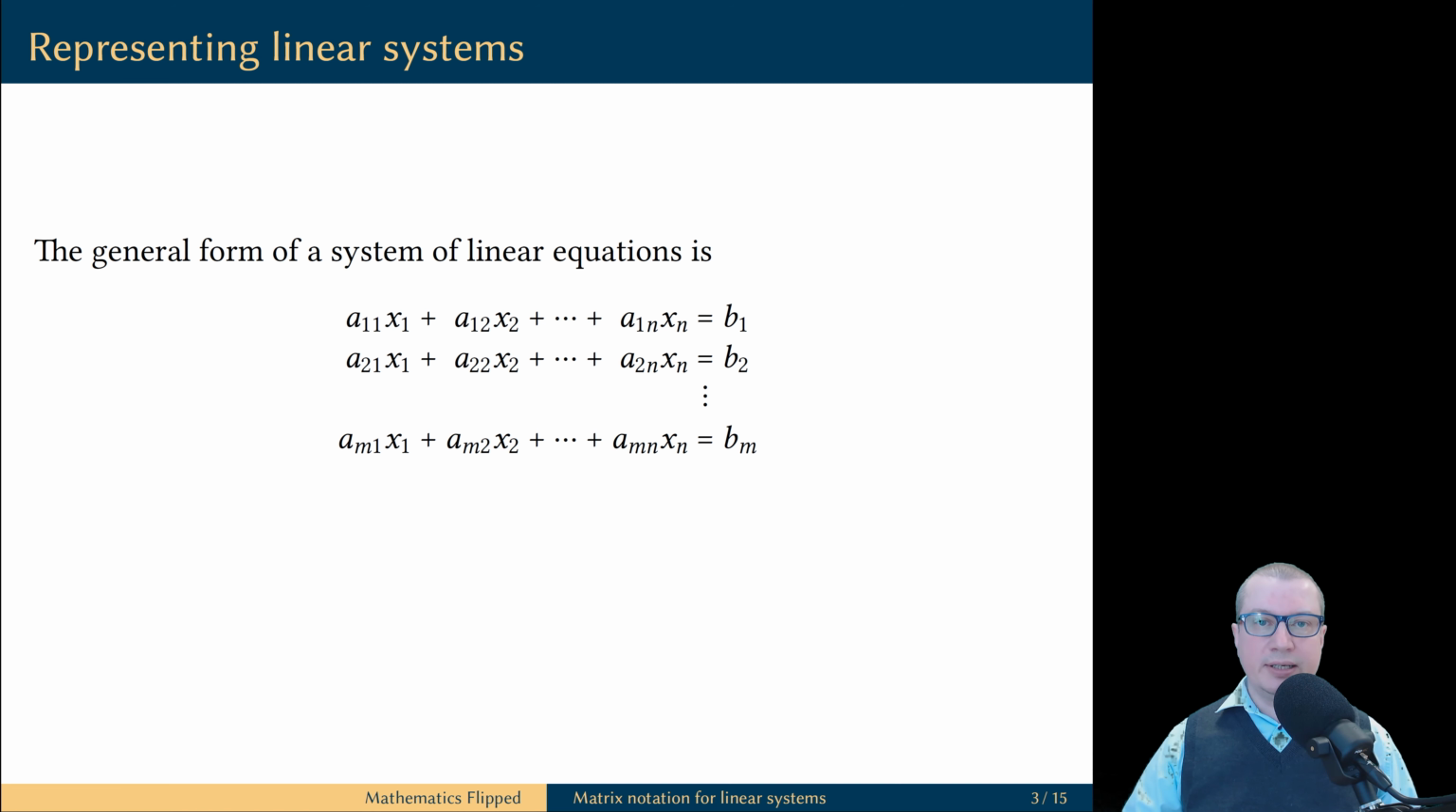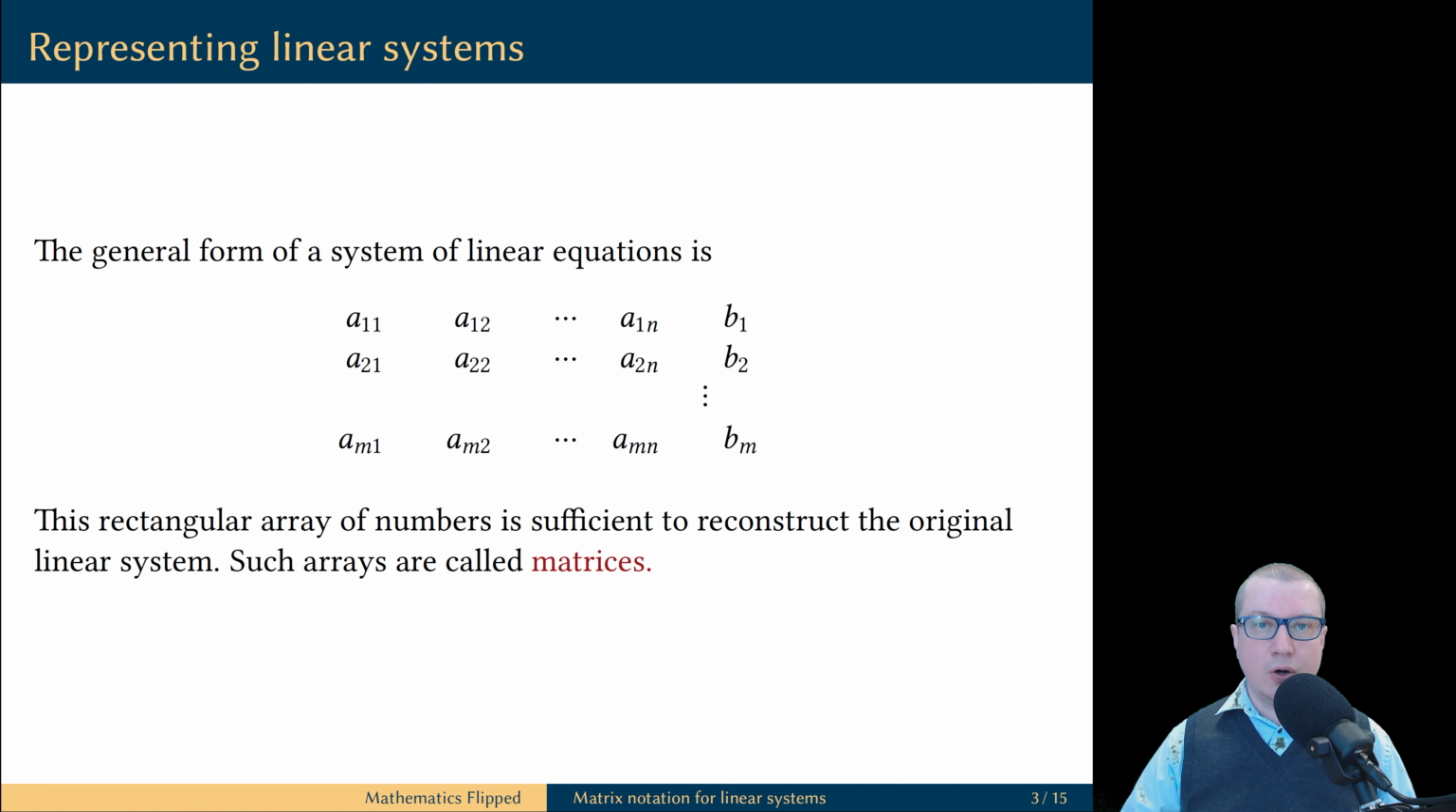Let me start deleting some symbols in this representation of the linear system. How about this? Do you still see what the linear system looks like? How about this? You see that you can still recover what the linear system looks like only by having these coefficients because they appear in specific positions in the linear system.